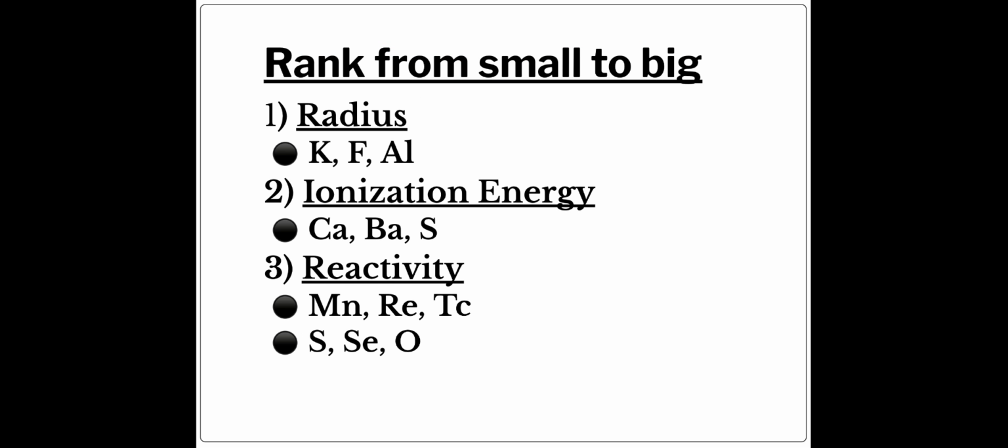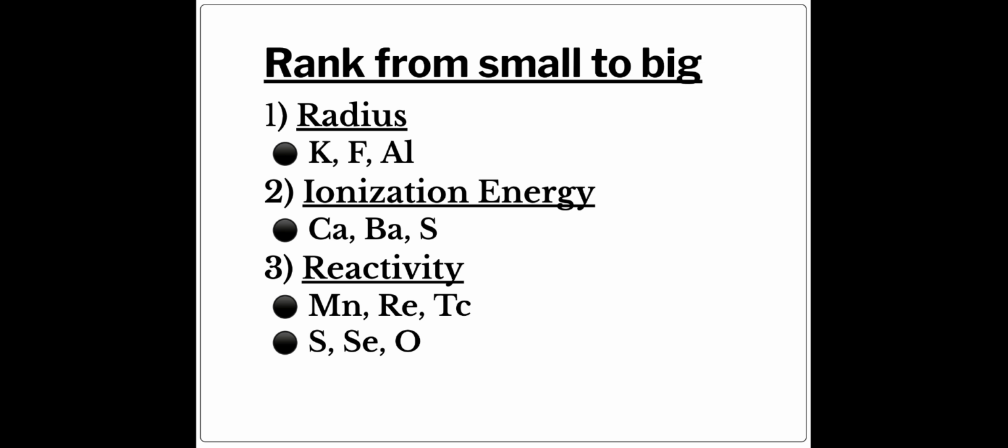So if we were to rank these elements, if we practice a little bit here, ranking from small to big, let's talk about radius. If we're going to rank the radius of these atoms from the smaller radius to the larger radius, potassium, fluorine, and aluminum, how would we do that?